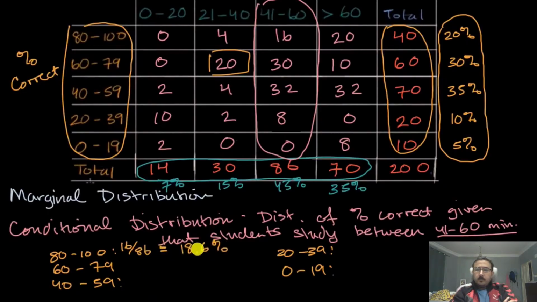And then to get the full conditional distribution, we would keep doing that. We would figure out the percentage for 60 to 79, that would be 30 out of 86, whatever percentage that is, and so on and so forth in order to get that entire distribution.